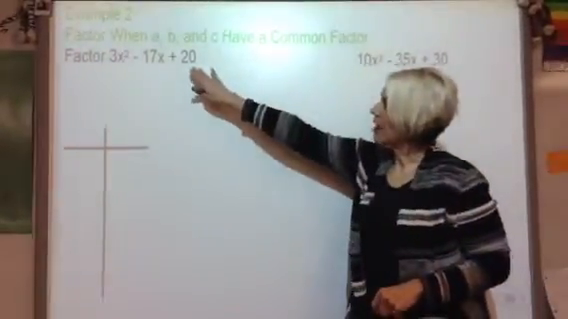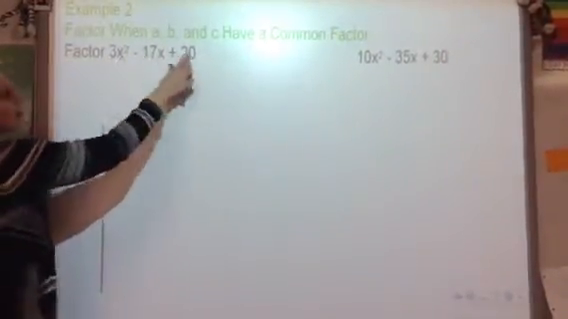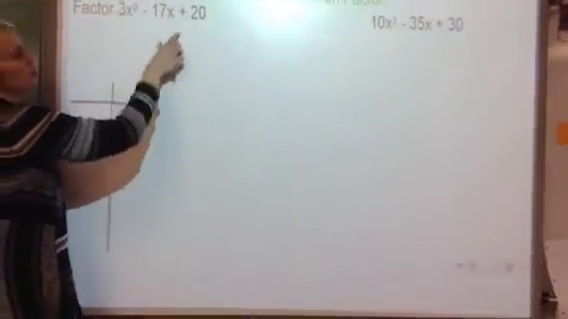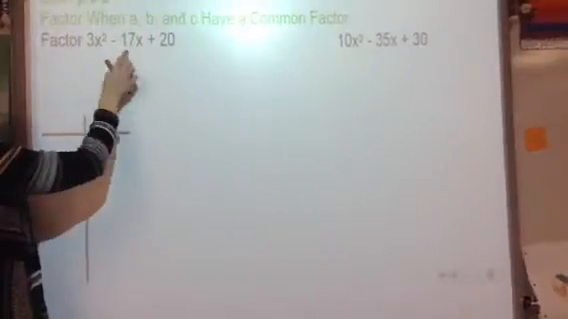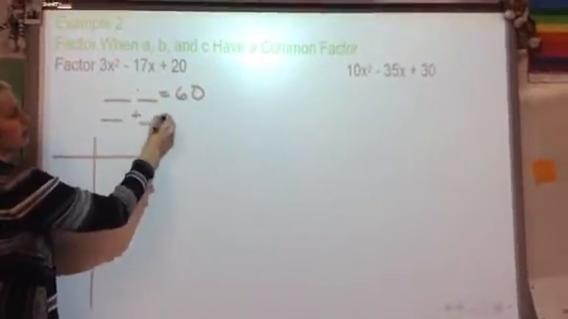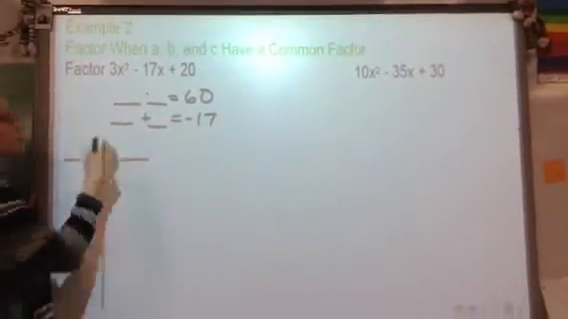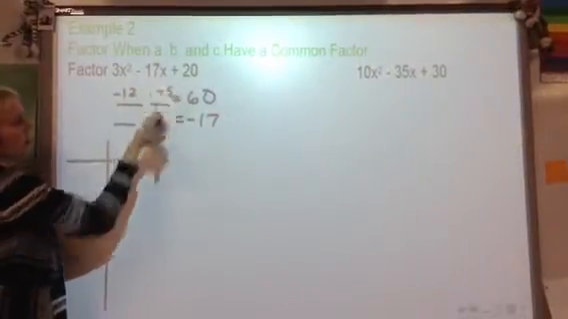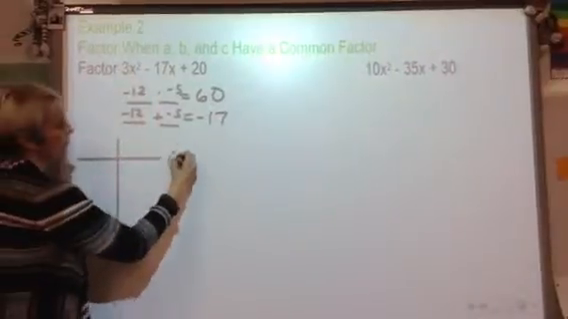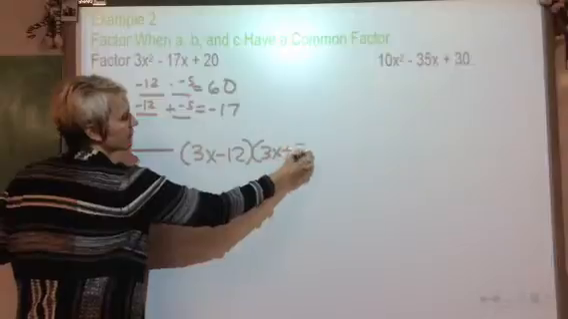Now, what happens when I have a common factor going all the way across? In this case, these are all relatively prime. We don't have a factor to share. So you would just factor that with the A times C method, and you're going to look for a product of 60 that would give you a sum of negative 17. So you're looking for 2 numbers that are both negative, and so that would be your negative 12 and your negative 5. So when we factor, we keep that 3 out front, so it's 3x minus 12 and 3x minus 5.